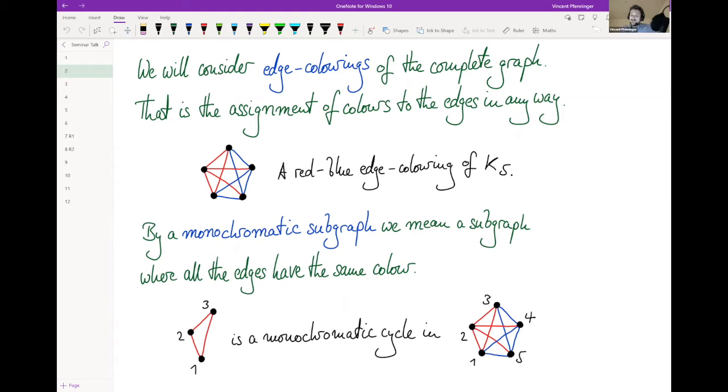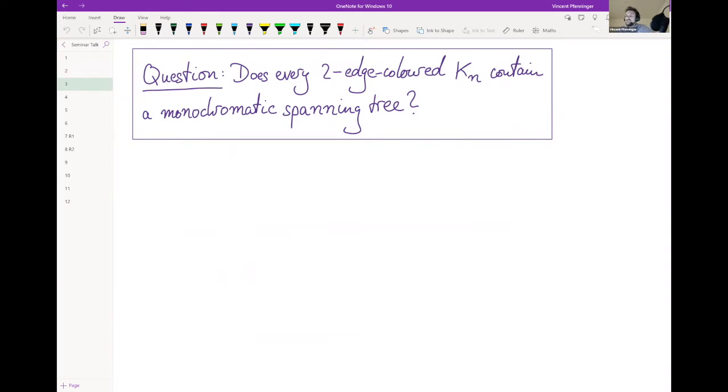Okay, so we're interested in questions about what sort of structures we can guarantee in every red-blue edge coloring, or maybe also with more than just 2 colors of the complete graph. Okay, so just as a warm-up, we'll consider this question, namely, does every 2-edge colored Kn contain a monochromatic spanning tree? Okay, so this is often given as an exercise in a graph theory course in the form of, is it true that either graph or its complement is always connected?